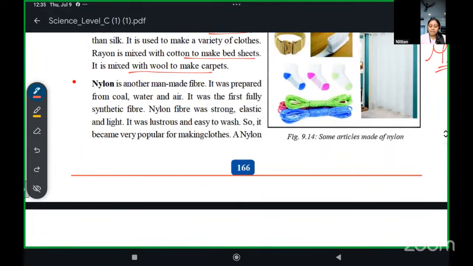Nylon is another man-made fiber. Okay, nylon, you must have heard about nylon. Now, it is prepared from coal, water, and air. It is strong, elastic, and light. And it is also lustrous and easy to wash. So, nylon became very popular for making clothes, because it is shiny, easy to wash, elastic, lightweight and strong.